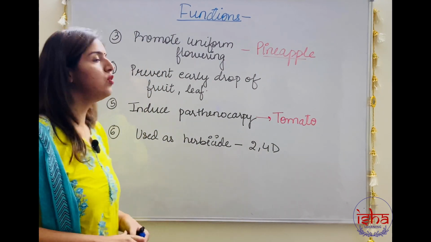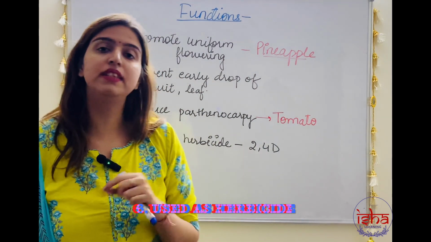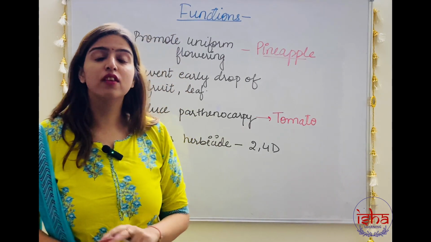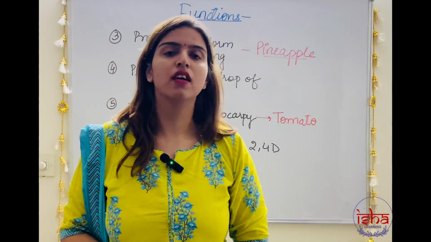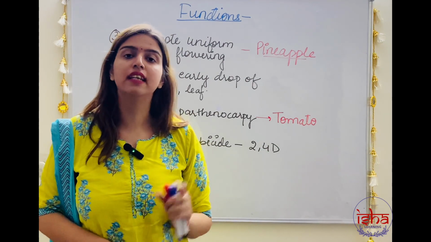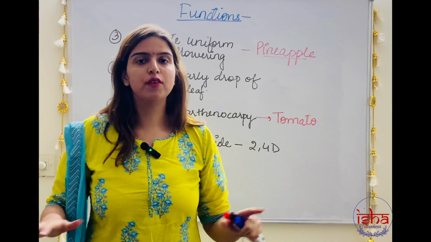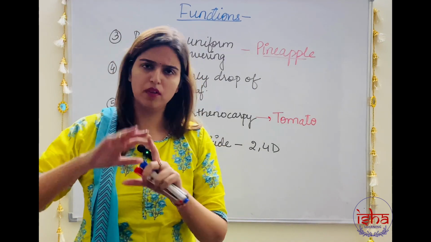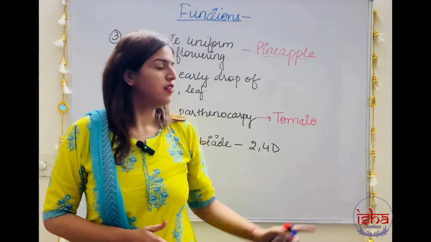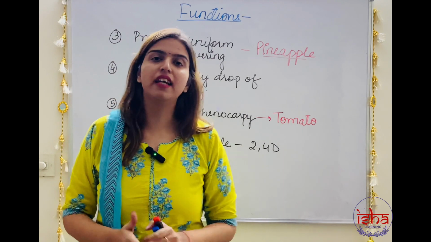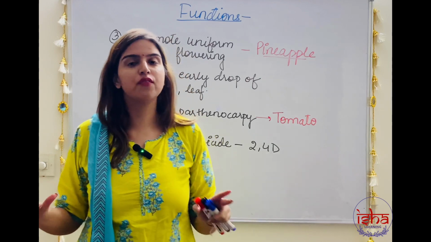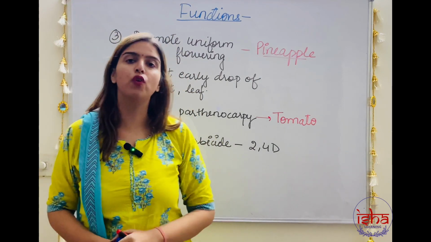Now another function is that auxin is used as a herbicide also. 2,4-D is a synthetic auxin that is sprayed in monocot plant fields. Why in monocot plant fields? Because it specifically targets dicot weeds. So if I have a field with a monocot crop and some dicot weed has cropped up in the field, this 2,4-D is going to kill that dicot weed but let my monocot plant be unaffected. So if there's a rice field, I can go ahead and spray this 2,4-D on it.